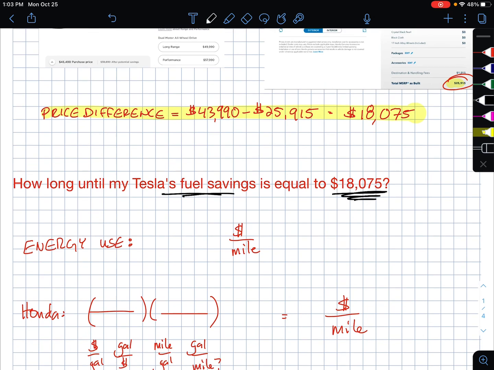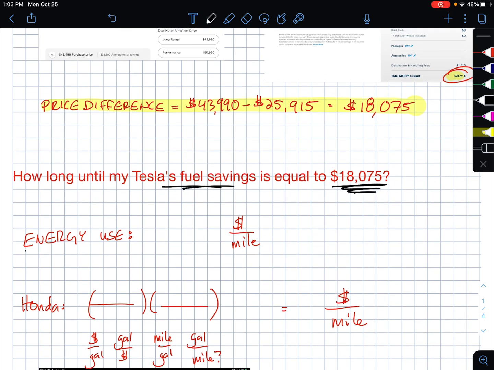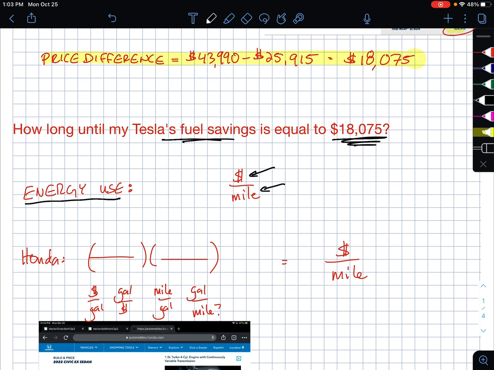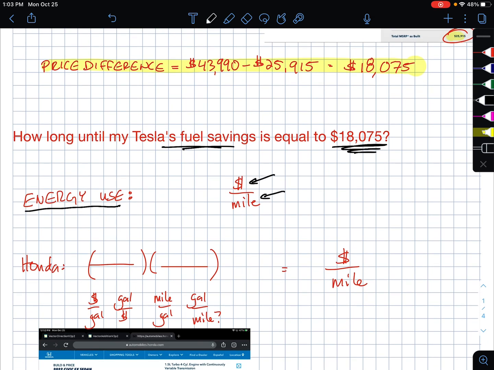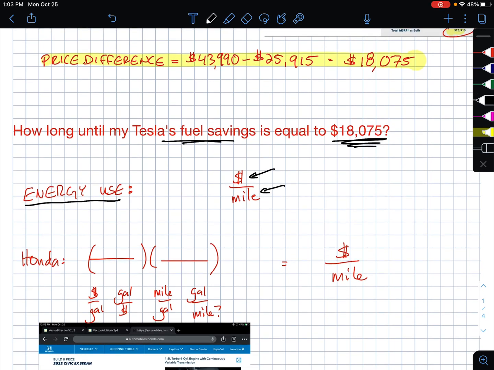So really what we're going to be looking at is my energy use and how that transforms into the amount of dollars it takes to drive 1 mile. We're going to be comparing that for the Honda and for the Tesla because I know a reasonable estimate of how much I actually drive. So for a gas-powered car, this is going to depend on the fuel economy, how many miles per gallon you get, or maybe we don't know how the fraction is going to look yet, how many gallons it takes to go 1 mile. And how much I pay for gas.